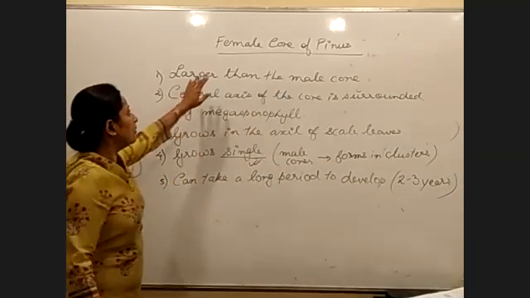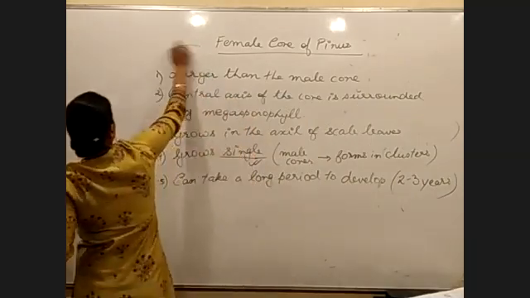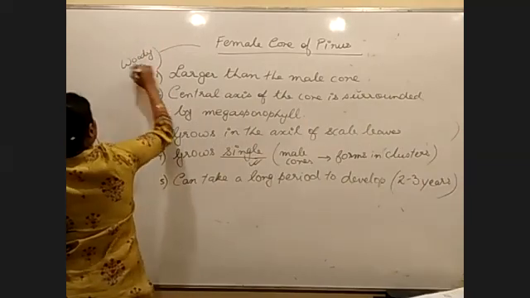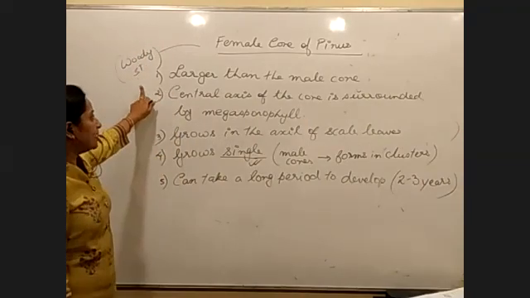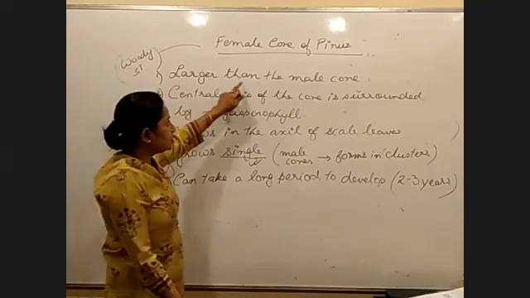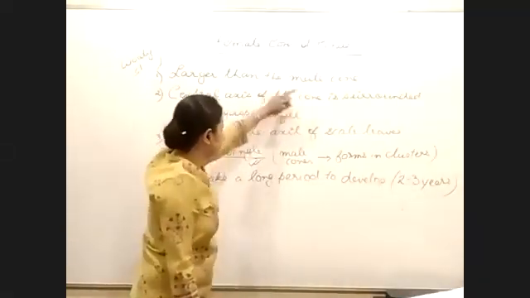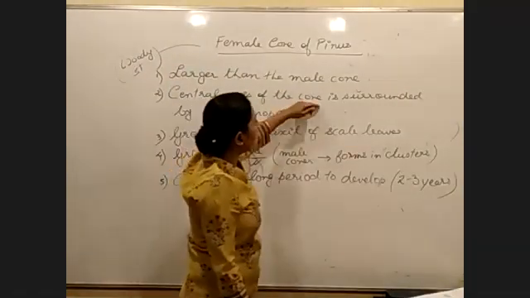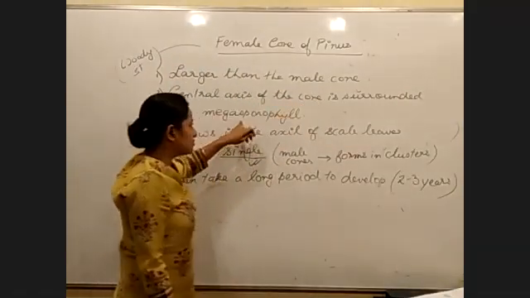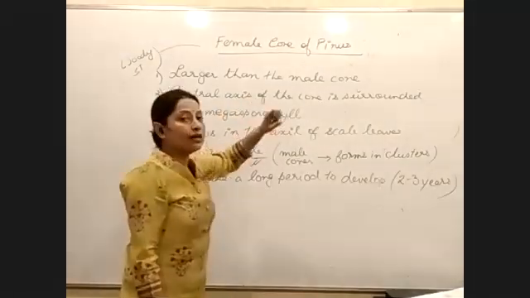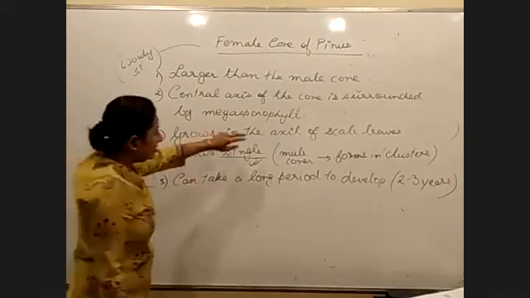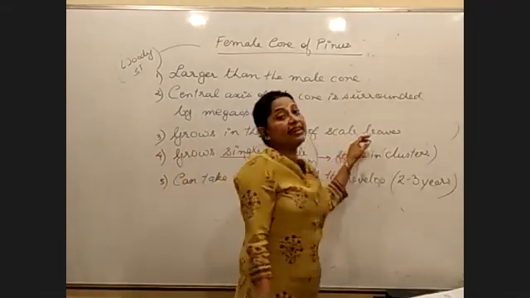Okay, talking about the female cone, it is a woody structure, while the male cone is a non-woody structure. So talking about the female cone, it is larger than the male cone. Male cone non-woody, female cone woody. The central axis of the cone is surrounded by megasporophylls. Once we draw the diagram, it will become clear. It grows in the axil of a scale leaf.